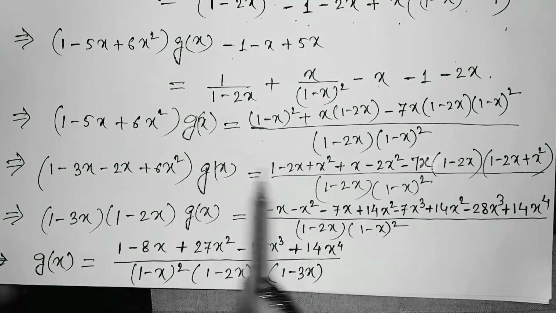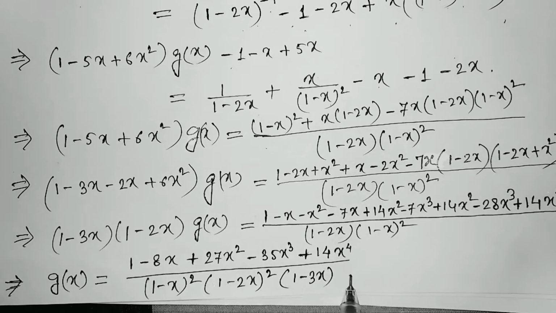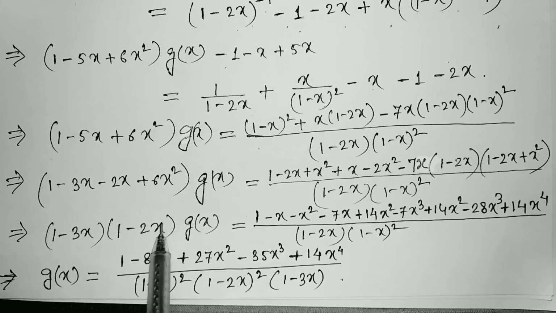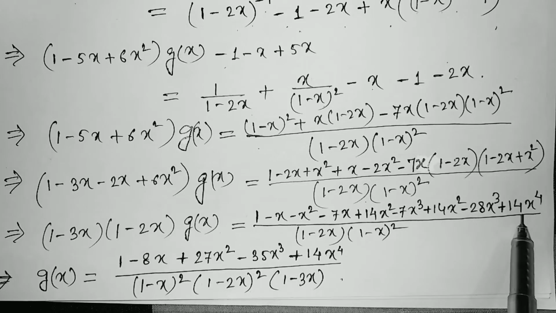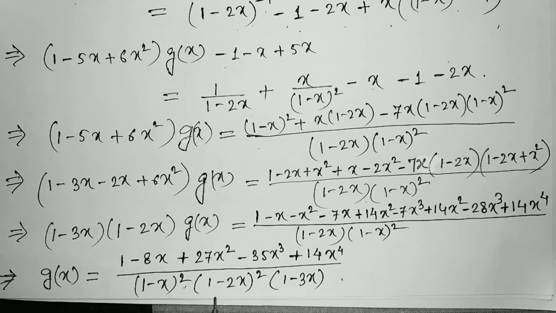So finally if we simplify this one, then we will find g(x) is equal to this one. Just have a look at how to solve; all the steps are done here. It is just a simplification. We take the factorization from here, then we take it to this side and take the LCM for the entire thing and simplify. So finally we will get g(x) equals (1 minus 8x plus 27x squared minus 35x cubed plus 14x to the power 4) divided by (1 minus x) whole squared, (1 minus 2x) whole squared, (1 minus 3x).